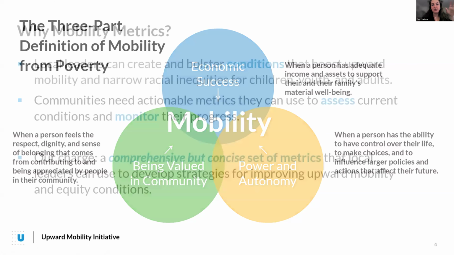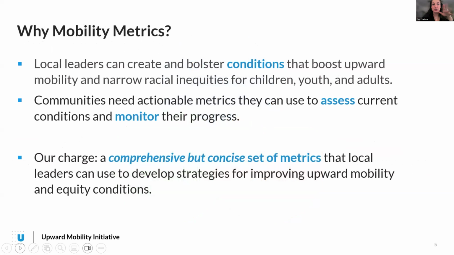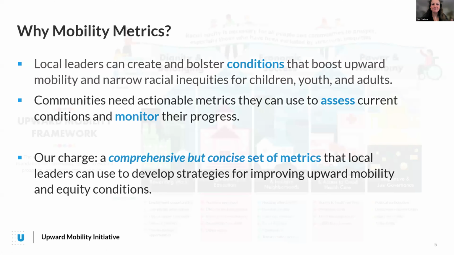How did we get from this three-part definition of upward mobility to a suite of mobility metrics data? We realized that for communities to become launch pads of upward mobility, they needed some intermediate-term measures of the conditions that they could realistically influence within their community. So we set out to create a relatively comprehensive, but nevertheless concise and accessible, set of metrics that local leaders could use to plan strategy and then monitor progress along their journeys to improving upward mobility in their communities.